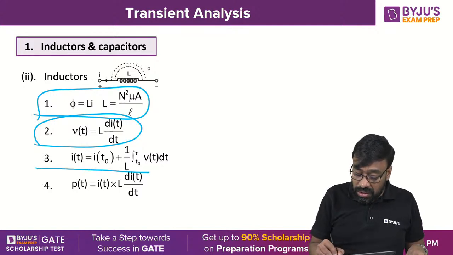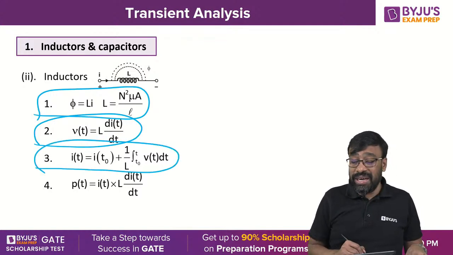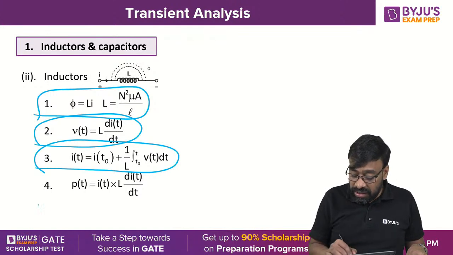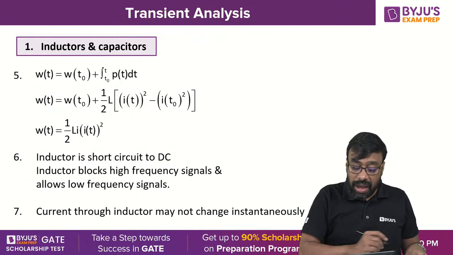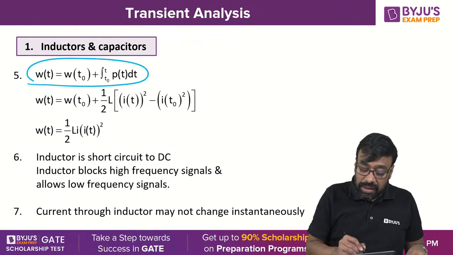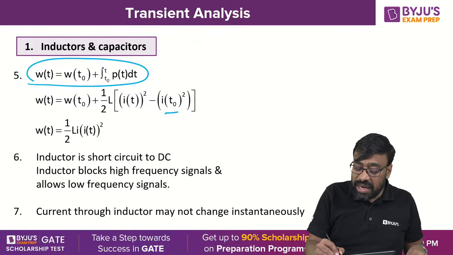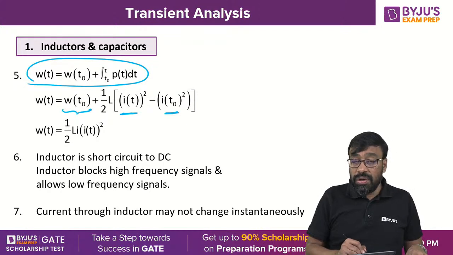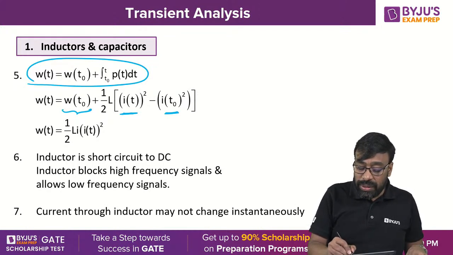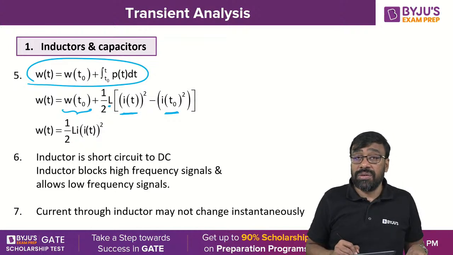I of t is equal to I of t naught plus 1 by L integral from t naught to t of V of t dt. This is the power, I of t into L di of t by dt. Energy: when you have initial current I of t naught and final current I of t, with W of t naught as the initial energy, W of t is equal to W of t naught plus 1 by 2 L into I of t whole square minus I of t naught whole square.